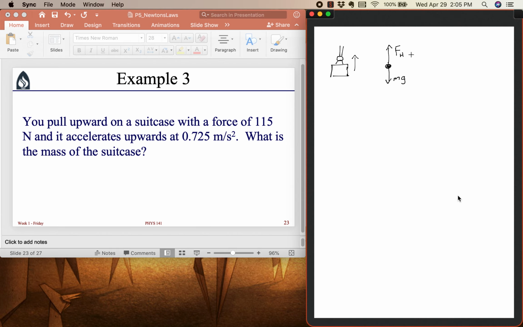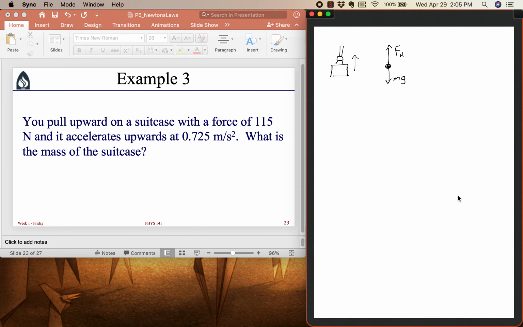Okay, so those are the only two forces that are acting on the suitcase. There's no normal force because in this case the suitcase is being accelerated upward through the air. It's not resting on a surface, and so there's no normal force in this situation.